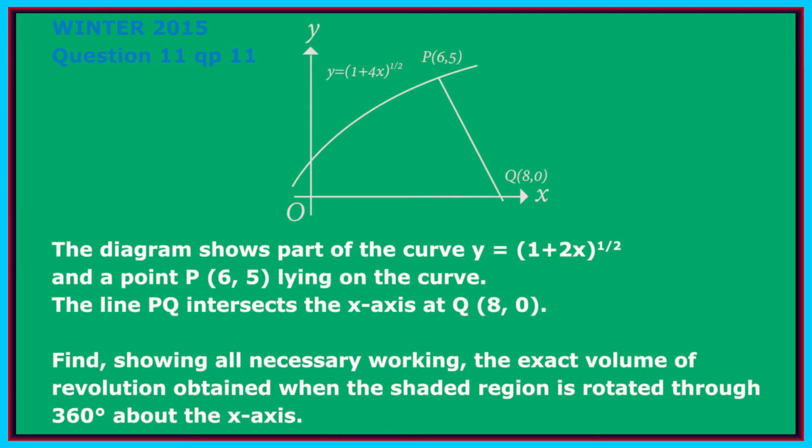Winter 2015 question 11, QP11. The diagram shows part of the curve y equals 1 plus 2x to the power half and a point P (6, 5) lying on the curve. The line PQ intersects the x-axis at Q (8, 0). We want to find, showing all necessary working, the exact volume of revolution obtained when the shaded region is rotated 360 degrees about the x-axis.